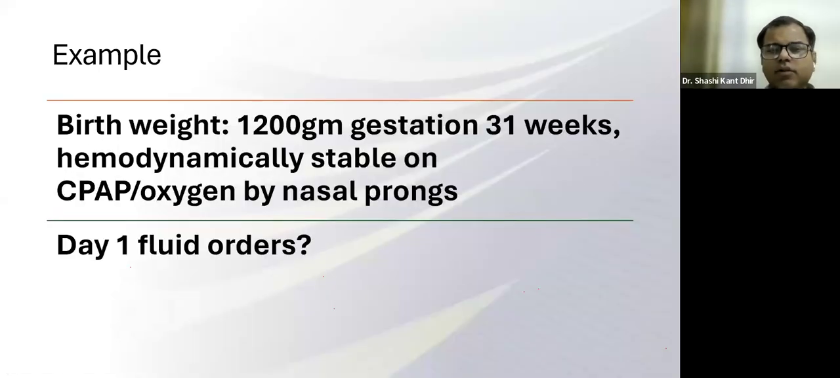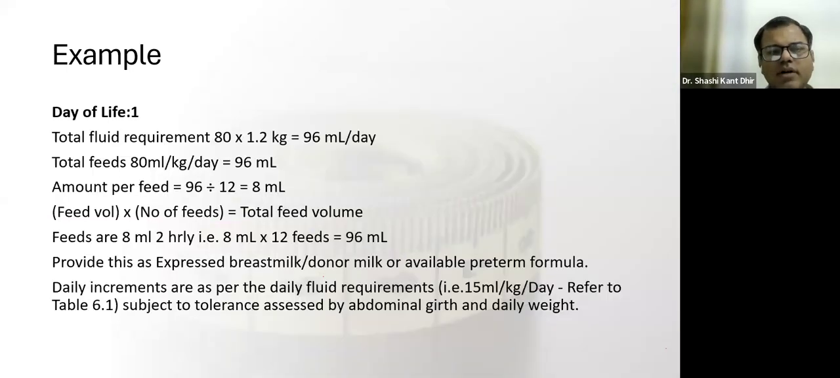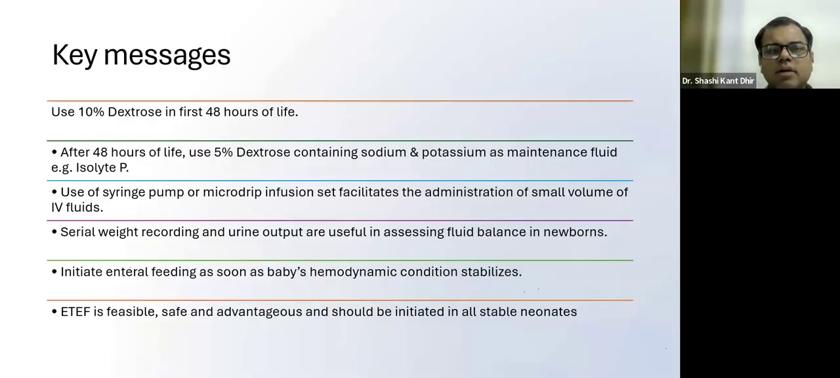Okay, another baby. So 1.2 kg is the same scenario. Hemodynamically stable, day 1 fluid order. This is again the same. Okay. So what is the difference in this? Once we have decided in a bigger baby, what do we do, right? If the baby is absolutely stable, and we have decided that we have to give total feeds only, no IV fluids, then we don't have to give IV fluids at all, and we can directly give the total feeds, right? So key messages regarding the IV fluids.